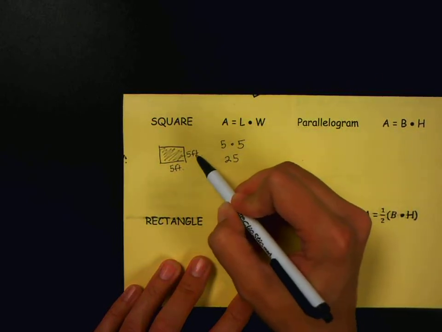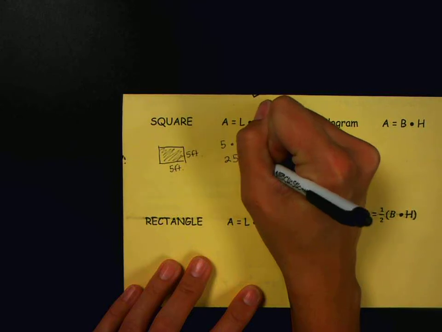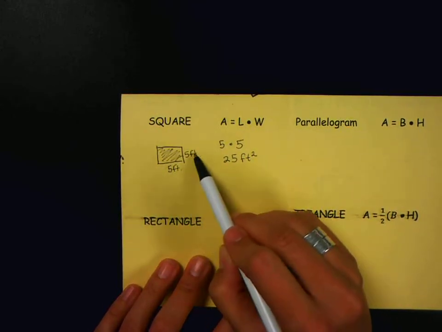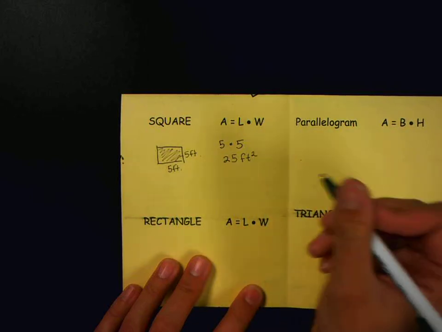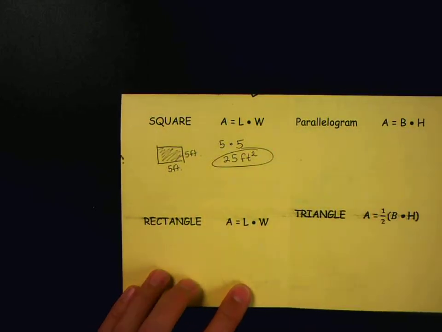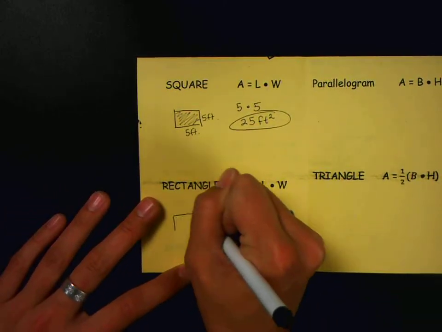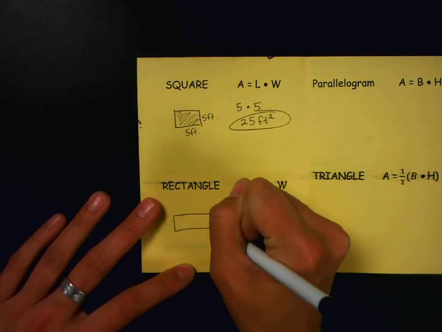This is our repeated multiplication, which we can use with exponents, so it's going to be feet squared. That's our area. A rectangle is pretty self-explanatory as well. What's special about a rectangle is that opposite sides are parallel, but they're also equal. So if you know one side is one length, the other side is also that same length.